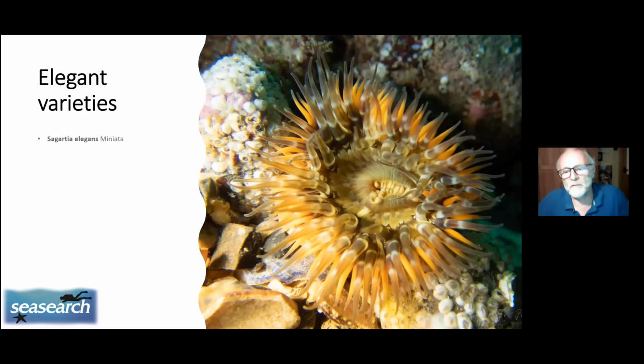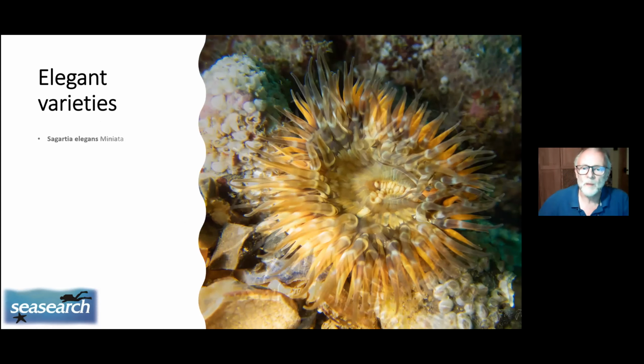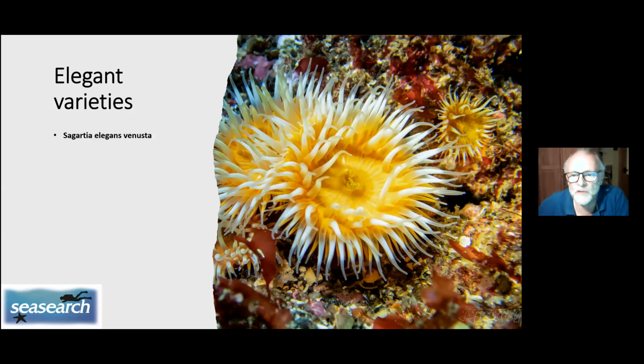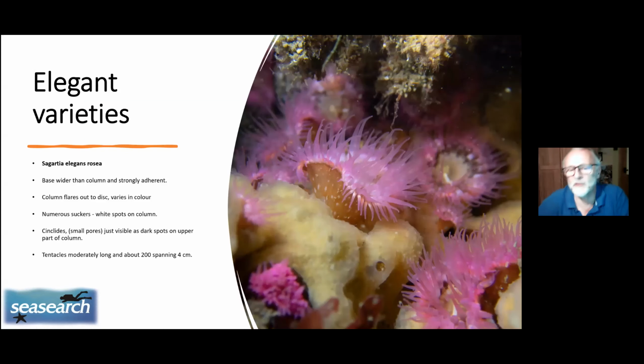They come in various varieties. This is the miniata version, which is quite a common one that we see in the UK. But there are also the nivea, which are basically all white. And then we also have the venusta, which have this beautiful orangey yellow disc with white tentacles. And then we have the most beautiful possibly of all our anemones, which is the rosea variety. Again, you can see the white verrucae on the column opening up like a trumpet shape, and then these beautiful, elegant 200 or so tentacles, which are moderately long.